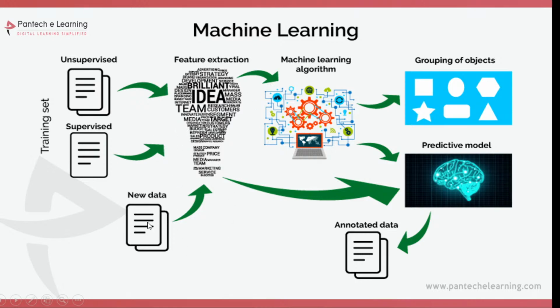Now whenever I give some new data, it will apply the machine learning algorithms to the new data as well as to the previous existing data. Then this machine learning algorithm will group the data and give some predictive analysis. By extracting the features, it will give me the predictive results, and those results will be represented in a confusion matrix, that is annotated data. Okay, fine.